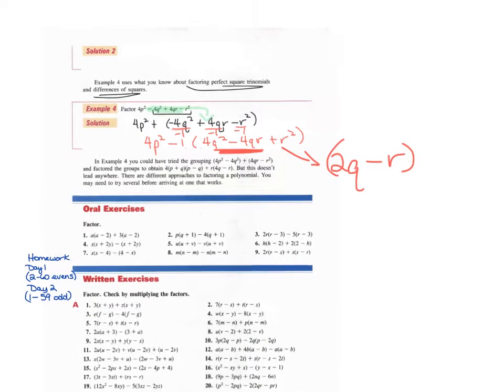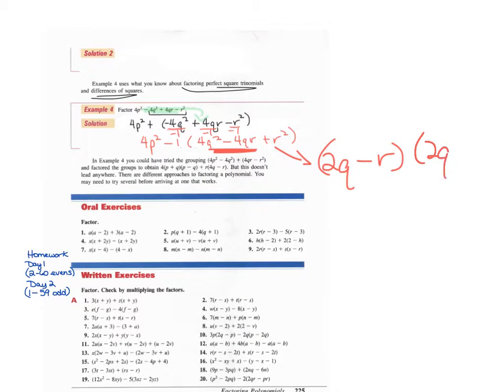So now what I'm going to do is factor this, and let me just do this by itself first. This is actually going to turn into 2q minus r and 2q minus r. If I FOIL that, it will go back to what's in that parentheses.